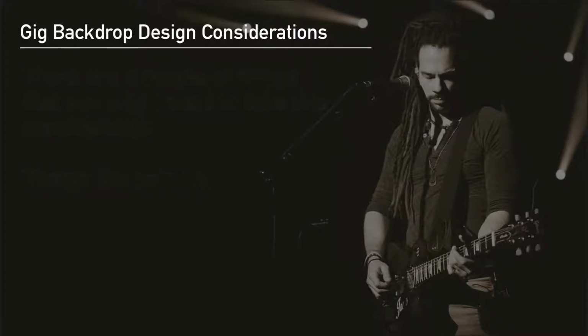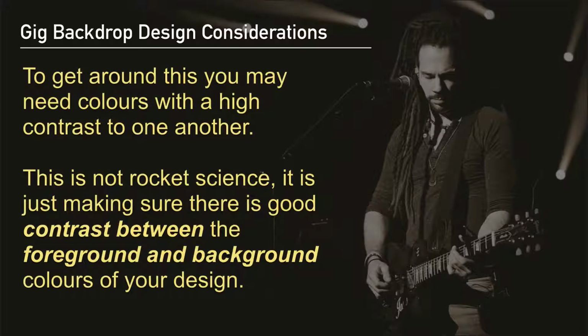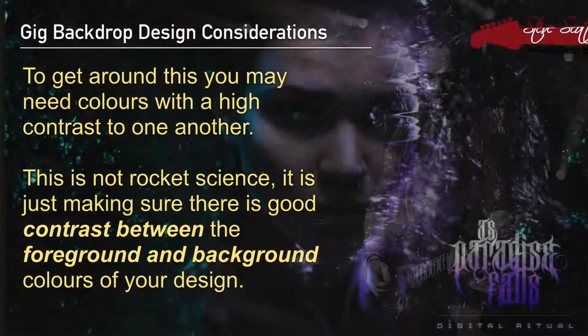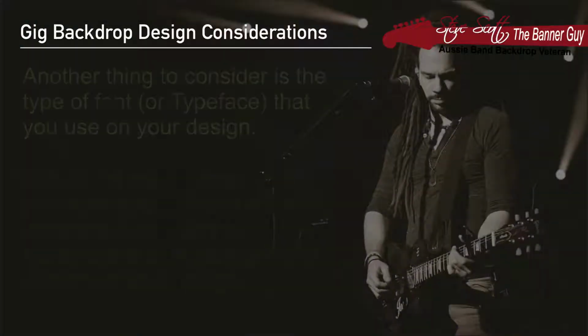Things like colours. Your backdrop will be seen under various coloured spots, and these coloured spots can wash out or mute the colours on your design. The easiest way to get around this is to make sure your colours are of a high contrast to one another. This is not rocket science, it's just a matter of making sure there is a good contrast between the foreground and background colours of your design.